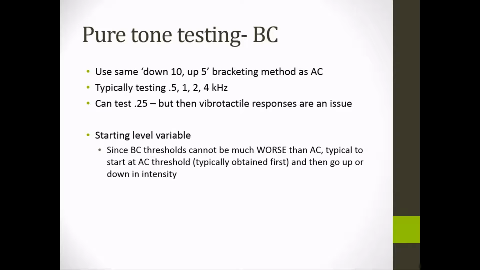There's not necessarily as strict a protocol for where to start with bone conduction testing, and you'll see people start at various different levels. Since bone conduction thresholds cannot be much worse than air conduction, and we'll talk about why that's true when we talk about results, it's fairly typical to start at your air conduction threshold and then go up or down in intensity, because 9 times out of 10 in a clinical setting, you're going to see air conduction thresholds obtained first and then bone conduction thresholds obtained at a later time. So it's fairly common to start at the air conduction threshold at that frequency, and then go up and down in intensity from there.